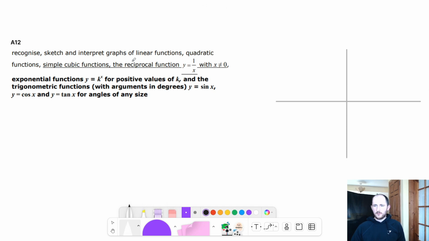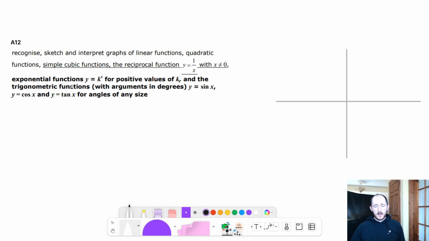For a reciprocal function, that looks like this. Okay? And the very key point here is that it doesn't touch the x or y axes at all. Okay? So get rid of those. Delete, there we are, good.